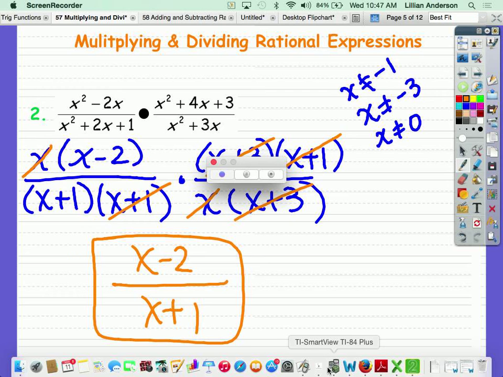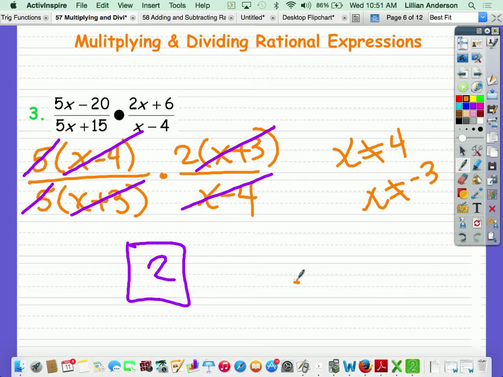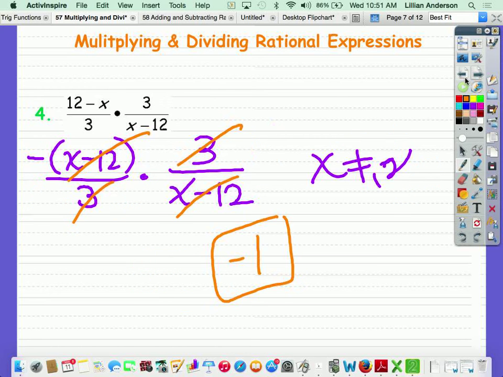It's going to get harder. I want you to try the next one on your own. So here's your answer for number 3, and number 4, with your restrictions.